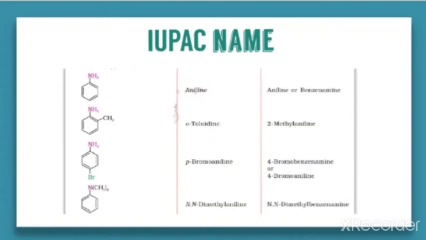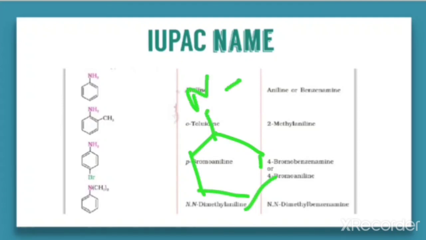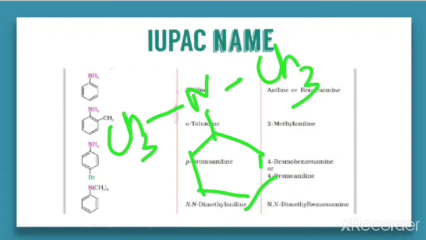In the fourth compound that is given here, C6H5N(CH3)2, I will write it once again here. That is a benzene ring on which there is nitrogen and two methyl groups like this, CH3. So it is a tertiary amine. So in this case, how do we name this one? Because one of the groups is the benzene ring.